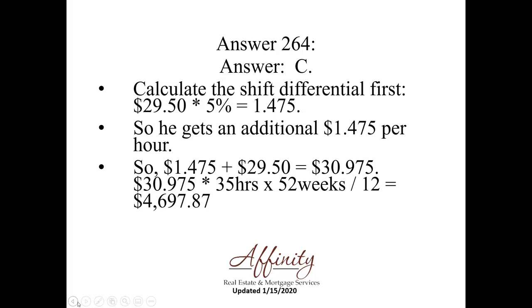Here are the calculations. Calculate the shift differential first. 29.50 times the 5% equals 1.475. So he gets an additional $1.475 per hour. So the 1.475 plus the $29.50 he gets is $30.975. So his $30.975 times the 35 hours a week that he works times 52 weeks divided by 12 gives his monthly income at $4,697.87.